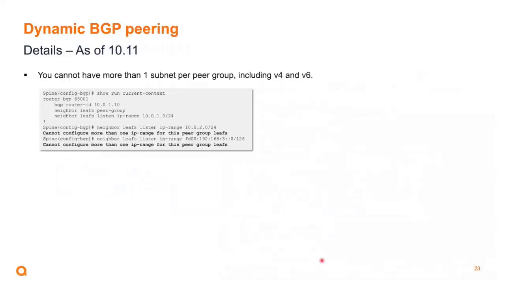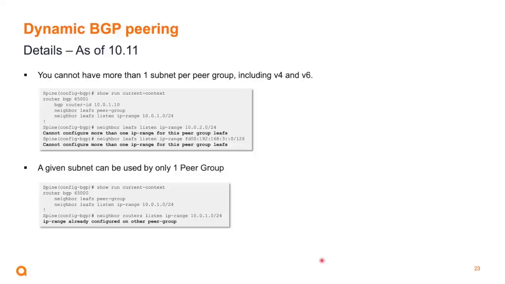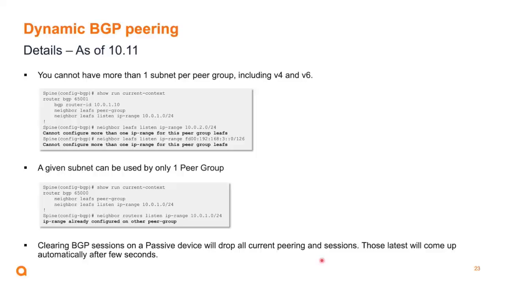Some other details. First, you cannot get more than one subnet per dynamic peer group, including IPv4 and IPv6. Secondly, on the other side, you cannot use a given subnet for more than one peer group. And finally, if you clear BGP sessions on the listener side, all current sessions will be dropped. But as the listener is passive, you need to wait for the neighbors to reinitiate their session. So the active side will detect the socket error and retry the connection immediately. So it can take a few seconds to get a newly established session.